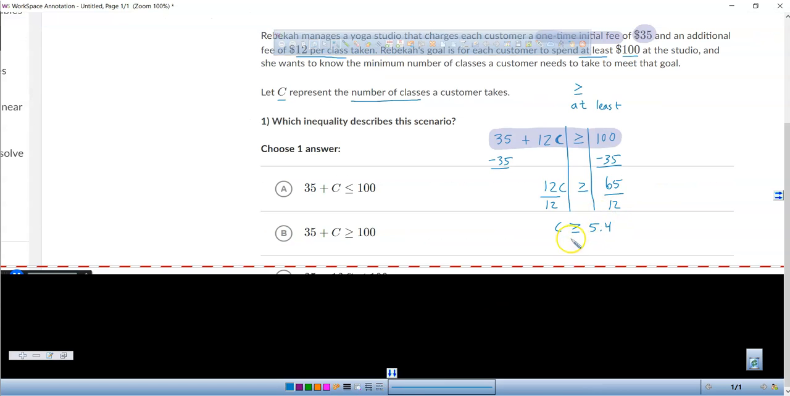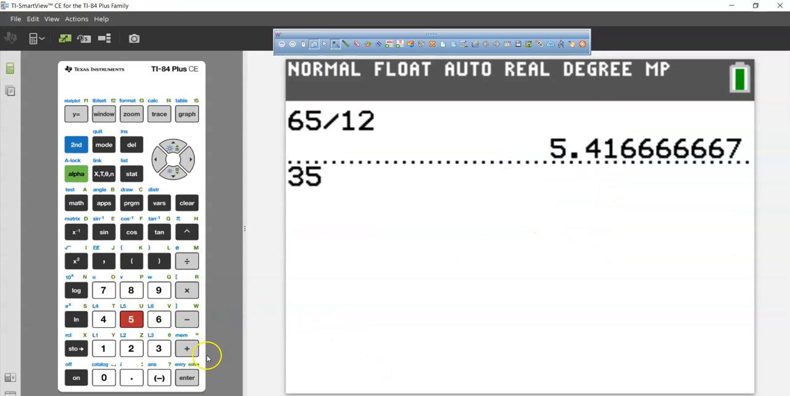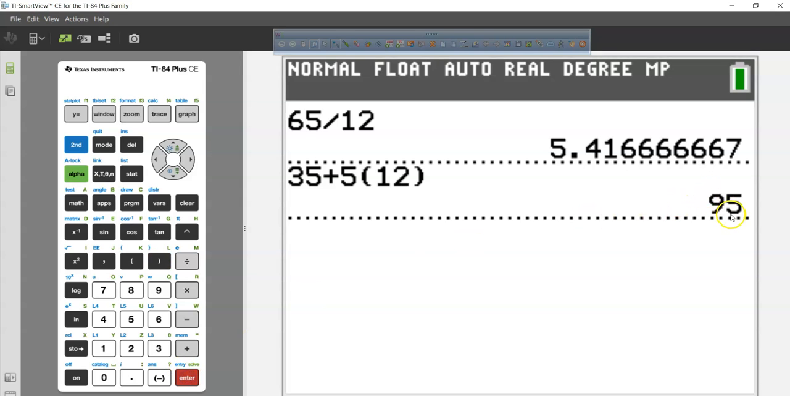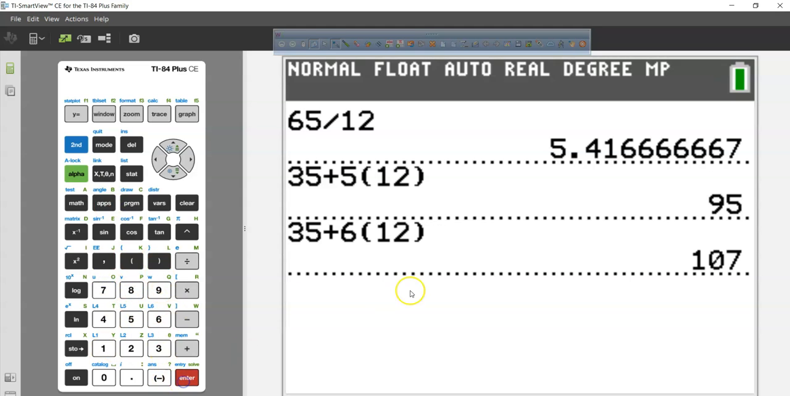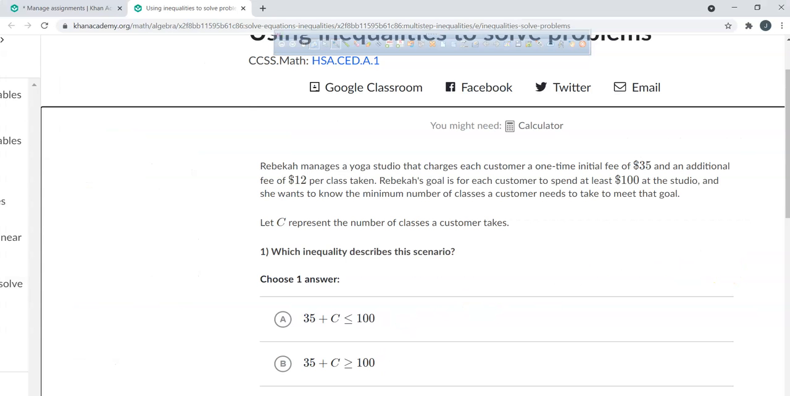So if she wants them to spend at least $100, the number of classes is going to have to be 6. That's how many classes they're going to have to take. So here's how you could prove to yourself. If somebody starts off with a $35 initial fee and they take 5 classes at $12 apiece, they spend 95 bucks. But if you start off with $35 and you get 6 classes at $12 apiece, you get 107, which is more than 100. So that's why that's the answer.